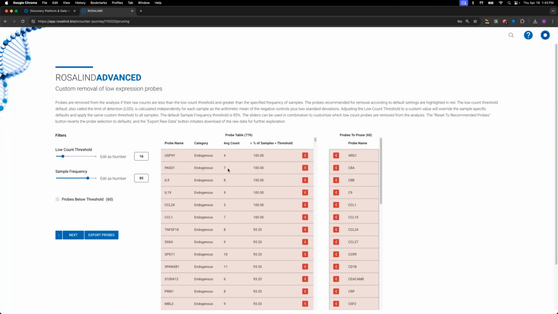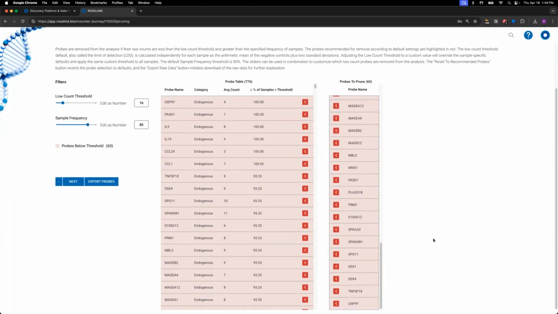These are essentially noise. We want to get them out of the analysis so they're not adversely impacting normalization, differential expression, or pathway analysis. So I would sort by this value and get all of the 100% samples at the top. Clearly this gene, USP9Y, has an average count of 4 across all of my samples. It's less than our threshold in 100% of samples. This is pure noise. We don't want this in the analysis. If this gene has this red arrow, that means it's going to be pruned and removed, and it's going to be in this list on the right-hand side, all the way at the bottom.